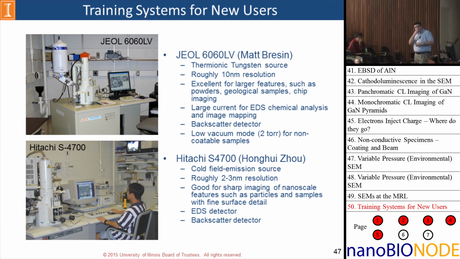The Hitachi 4700 is our other trainer system. Cold field emission source, very good resolution. Has an EDS detector and a backscatter detector. Good for particles and anything with really fine surface detail. This is the SEM of choice for that.